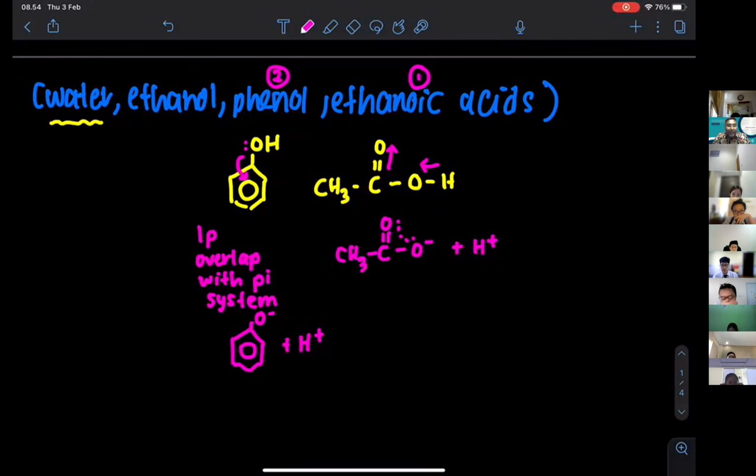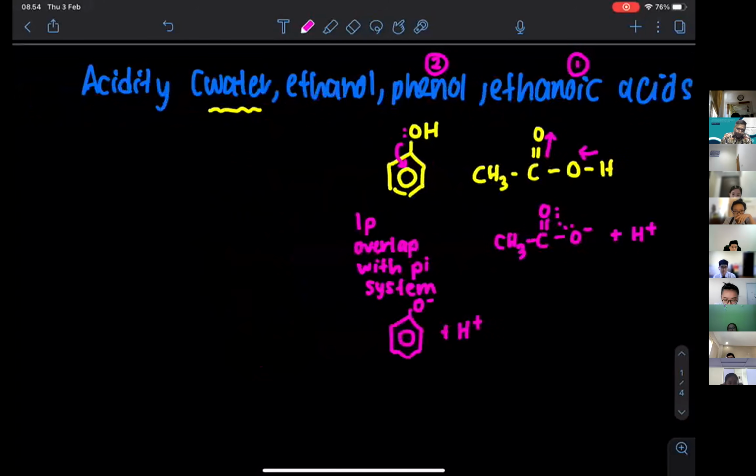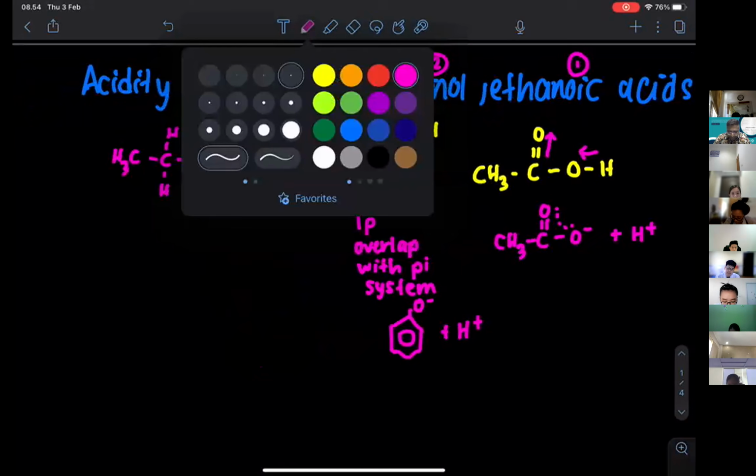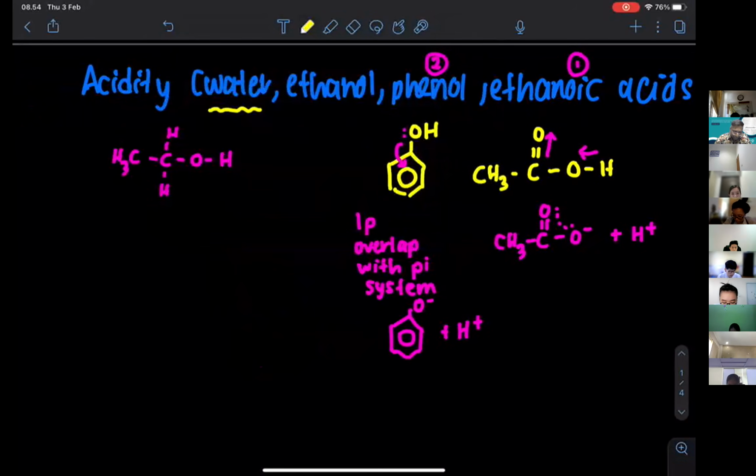But now we compare with ethanol. When you look at ethanol, ethanol is going to be C and then OH, and then you have CH3 over here. This is ethanol, and we know the same oxygen is going to be an electron withdrawing group. They will pull the electron towards that side, similar to ethanoic acid. But the difference is the CH3 group is an electron donating group. The alkyl groups are electron donating groups.